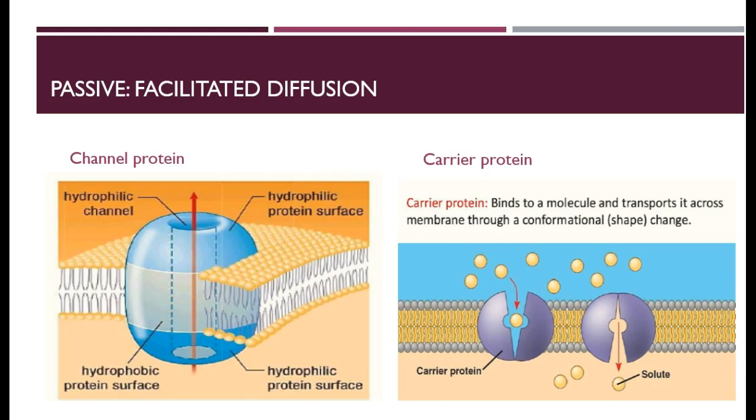This diagram below pictures a channel protein and also a carrier protein. This is the channel protein and this is the carrier protein. The carrier protein binds to a molecule and transports it across the membrane through a conformational shape change.